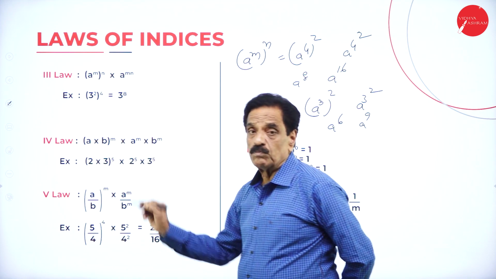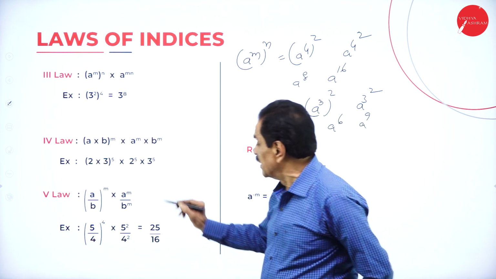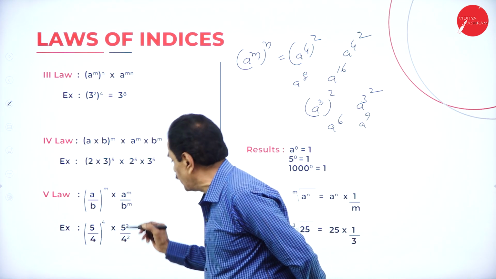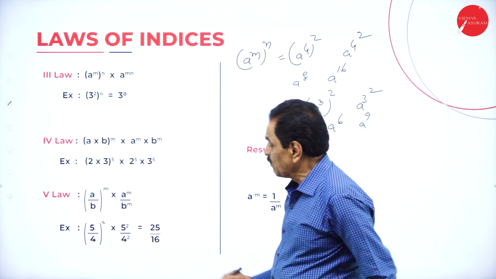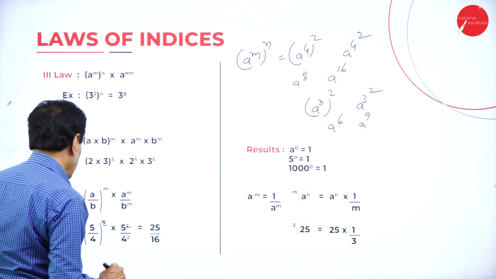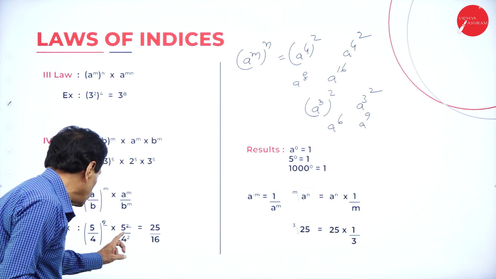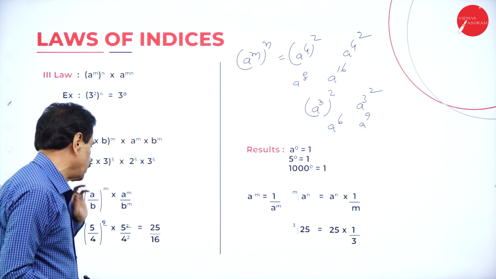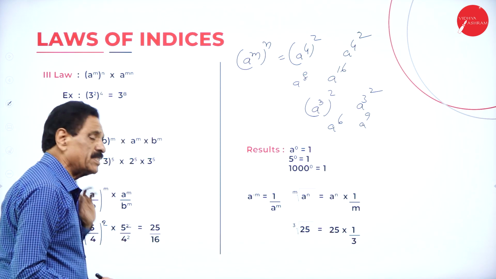Then fifth law, (a divided by b) to the power of m. So m belongs to both numerator and denominator. A to the power of m divided by b to the power of m. For example, (5 divided by 4) to the power of 2. This is nothing but 5 to the power of 2 divided by 4 to the power of 2. 5 to the power of 2 is 25. 4 to the power of 2 is 16.